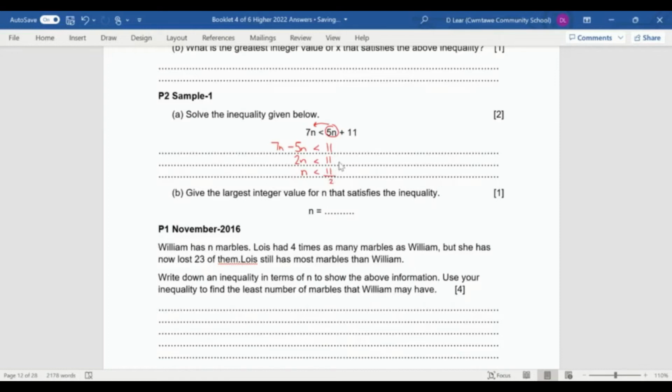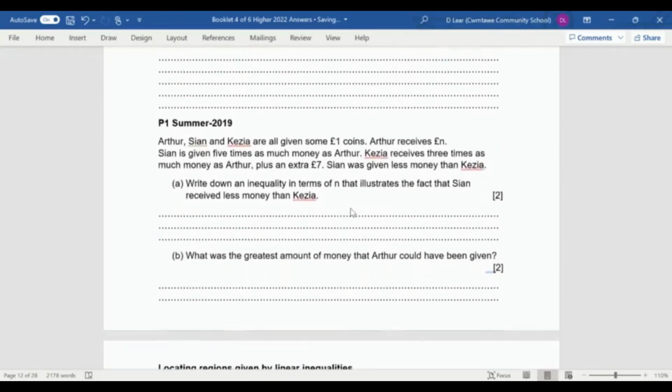But in your mind, you know that 11 over 2 is 5.5. It's 5 point something, and that's good enough here. So if n is less than 5 and a bit, what is the largest integer whole number value for n that satisfies the inequality? Well, n could be 0 because that's less than 5.5. It could be 1, that's less than 5.5. It could be 2, it could be 3, it could be 4, it could be 5. It can't be 6 because 6 isn't less than 11 over 2. So what is the biggest number it could be? It's 5. Again, you're going to try that one, but I'll just do this one for you quickly.